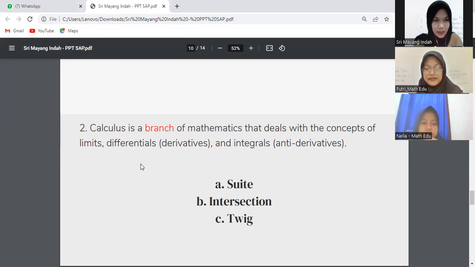Nella, miss. Okay, Nella. Calculus is a branch of mathematics that deals with the concept of limits, differential or the derived, and integrals. The answer is A, miss. Sweet. Great, the answer is sweet because branch refers to sweet. All right, the next question.